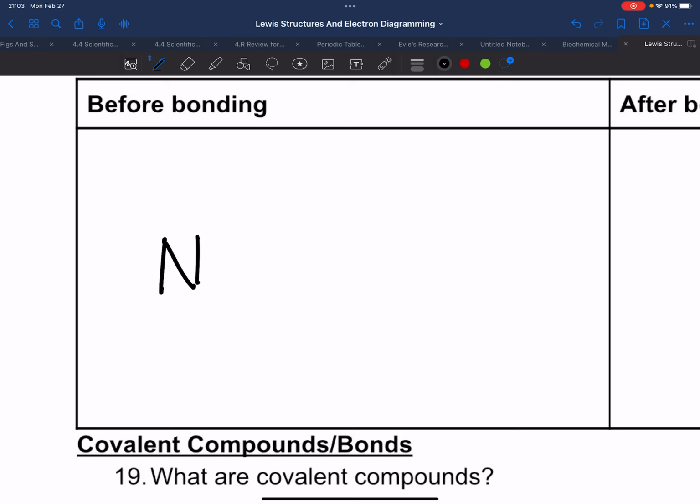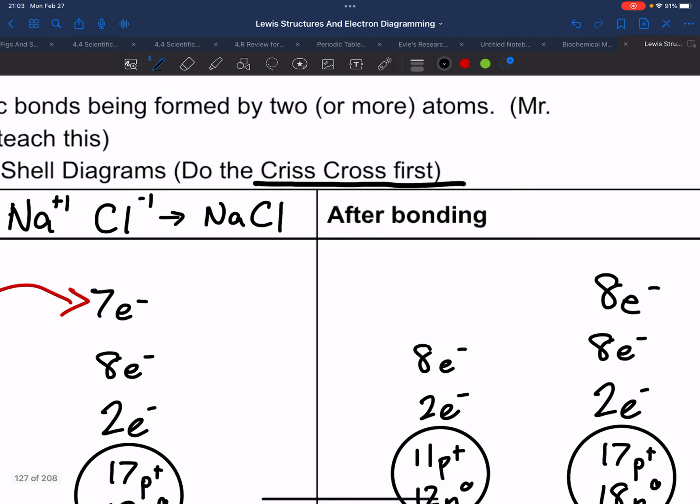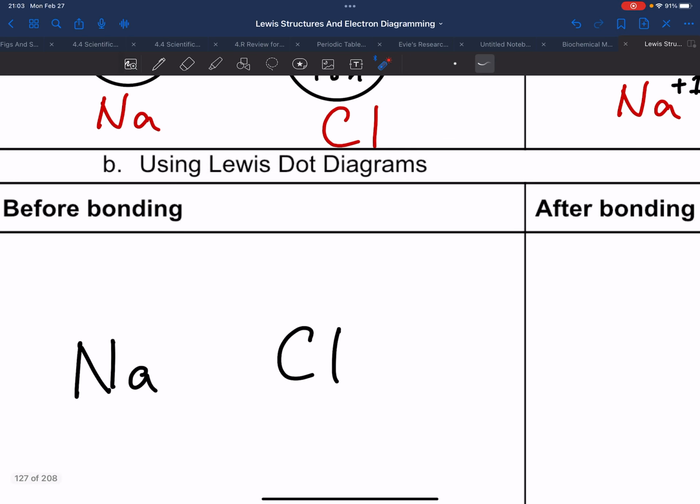I'll show you what it should look like over here as well. So again, over here, we have Na and we have Cl. Notice that it says for us to do the crisscross first. We're going to do that again just to make sure that we understand that we have to do this every single time. Na is +1, Cl is -1. Because they cancel out, or we do the crisscross method, we end up with NaCl, 1 of each.